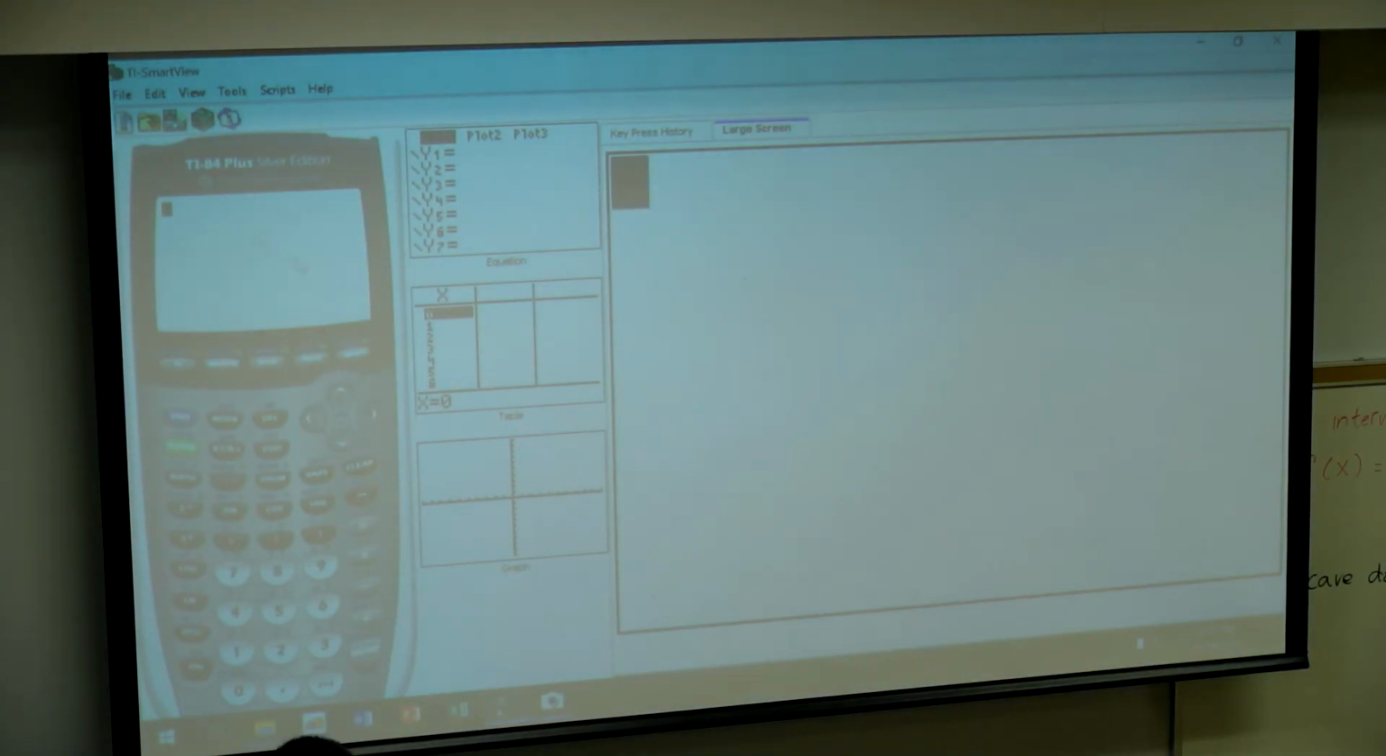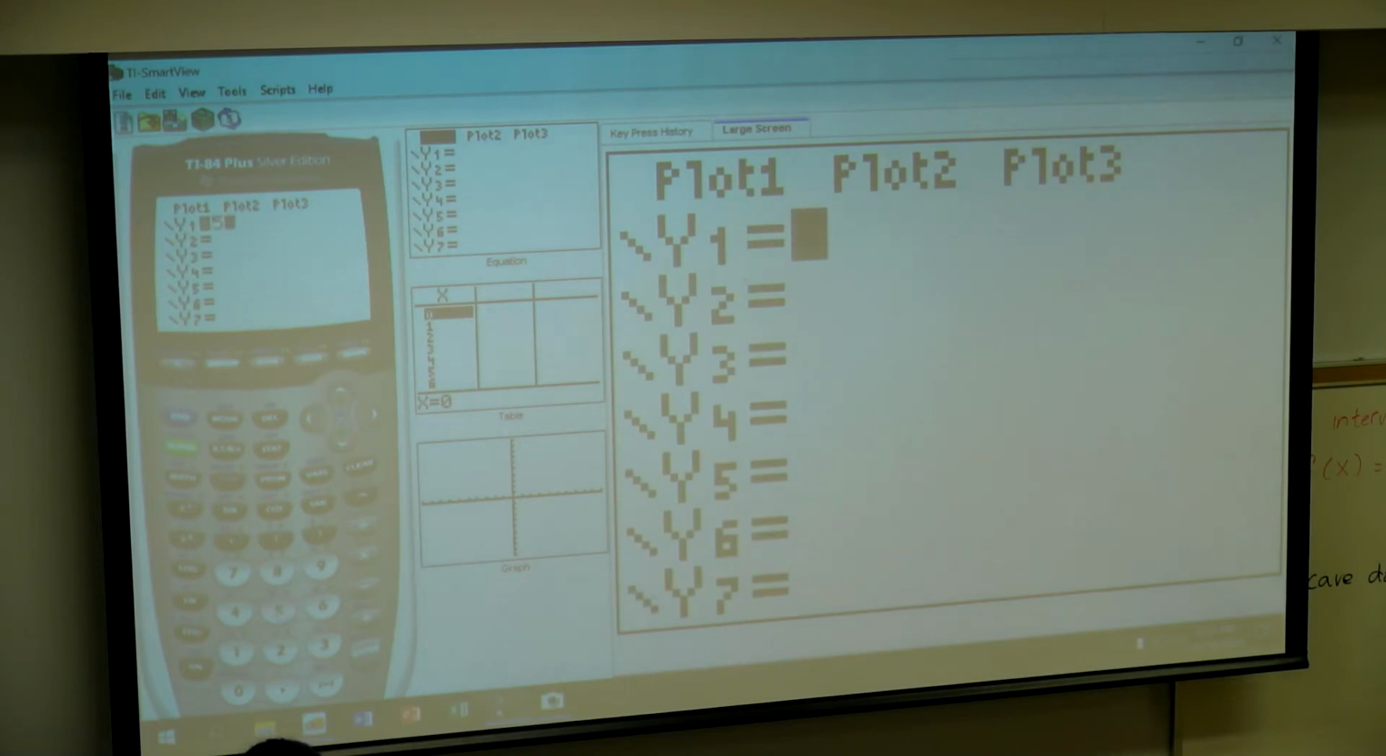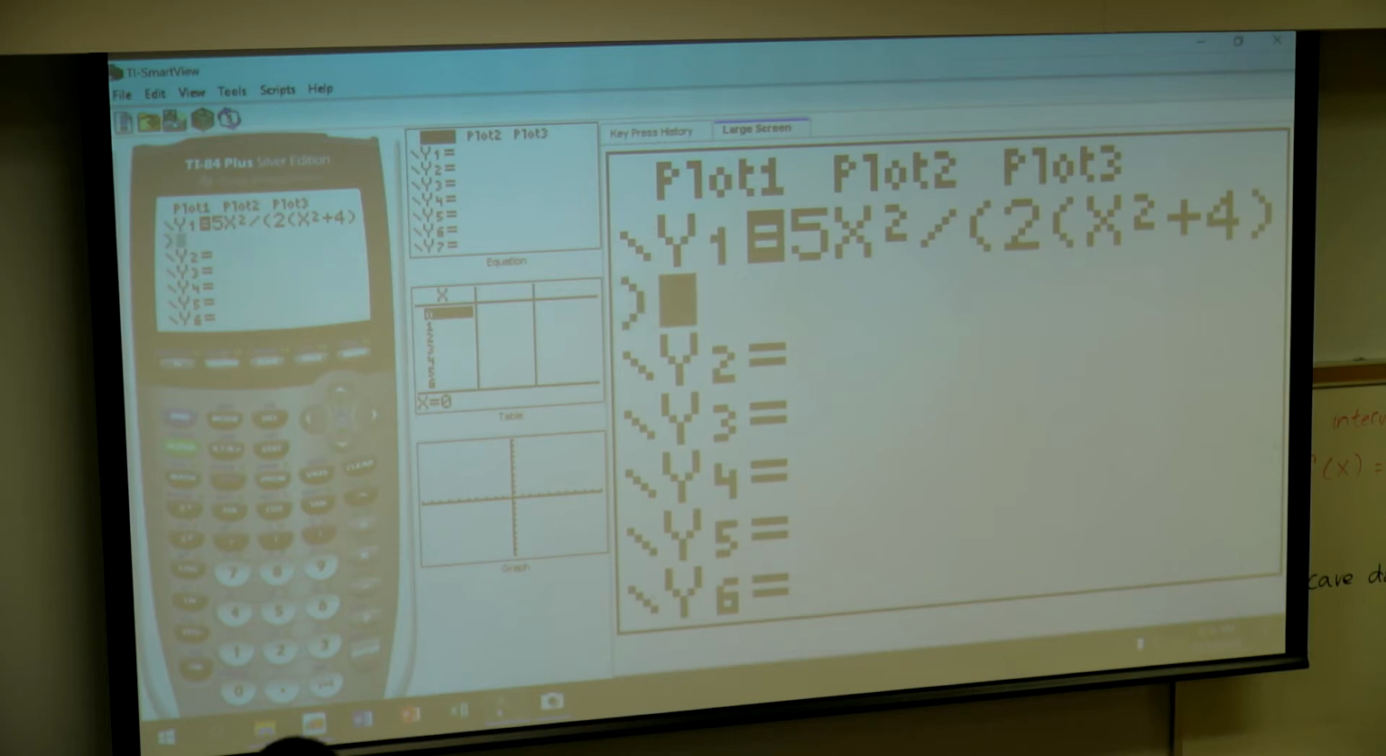Can you see? So y, the original function, is 5x squared divided by parentheses 2 parentheses x squared plus 4. Anytime you deal with rational functions, make sure you use parentheses properly, or else you're going to mess it up.